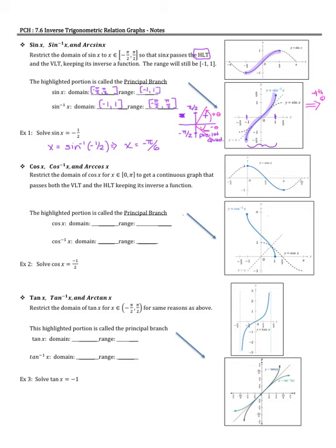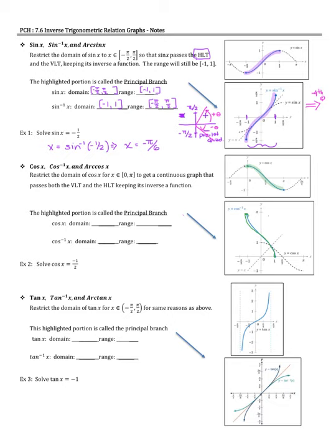With cosine, we already kind of looked at this, so we are also going to limit the graph so that it passes the horizontal line test. And then we switch our x and our y. And you notice, just like before, it's always from -1 to 1.